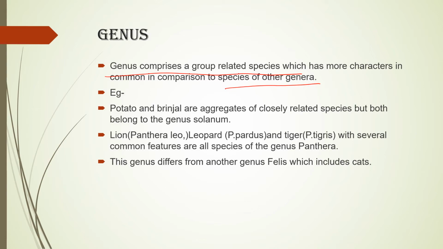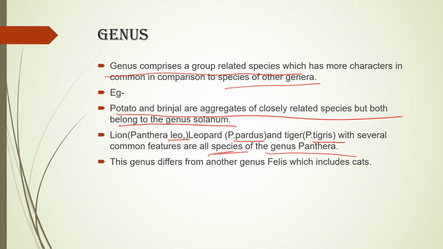Now let us give some examples, like potato and brinjal. They are aggregates of closely related species and both belong to the genus Solanum. So their genus is the same, Solanum, but they have different species. Is it clear? So the genus is the same but the species are different, like lion and leopard. They belong to the same genus, Panthera, but their species are different, like Panthera pardus and tigris. So their characters vary when their species also vary.